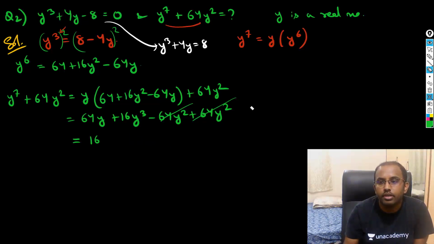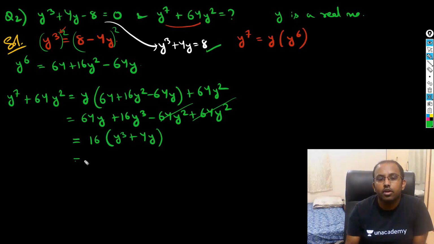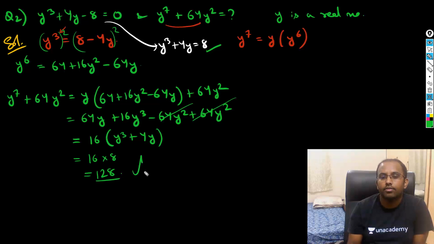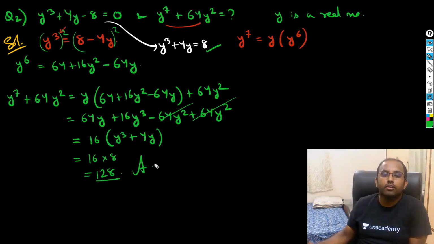Once I take 16 common here, what I'm getting is y cube plus 4y, and y cube plus 4y is equal to 8. I can substitute here. So 16 into 8, 128 is the answer for this question. Again, a very nice question. This is how to reduce the higher power. I can just manipulate algebra and we can solve such questions. Fine.